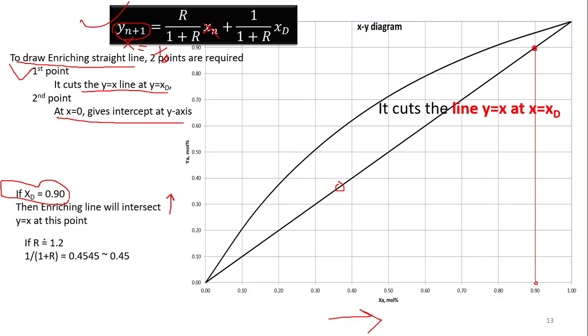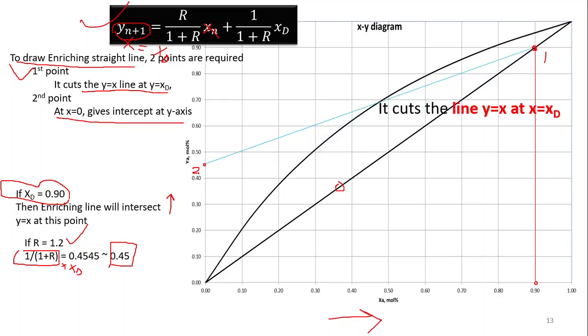For example, if R is given to you as 1.2, we can find 1 upon 1 plus R, multiplied by xd also. It is missing here, so you can multiply by xd. Xd is 0.9. It becomes lesser than 0.45, but you can manage it. Say, for example, the value of c is 0.45, so the next point will be here. This is the second point. This is the first point and this is the second point. You have to join these 2 points.